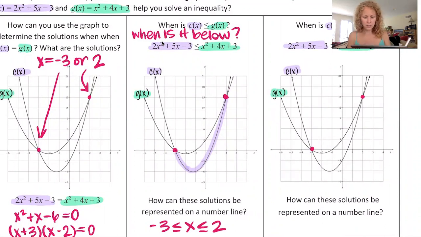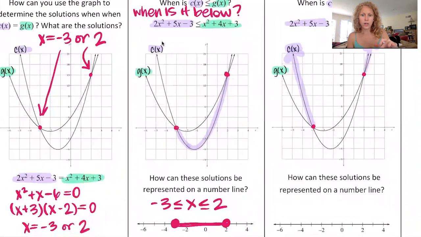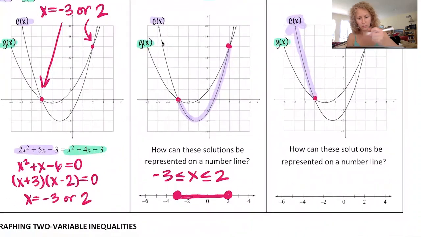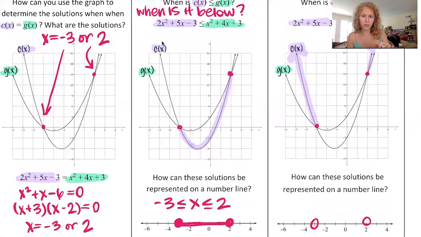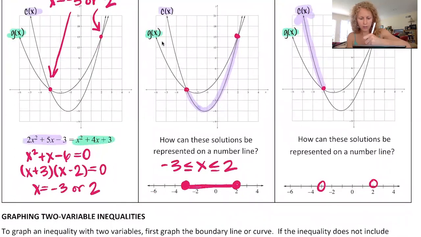If you're looking at the next question, when is function c greater than function g? Well, function c is going to be greater than function g on the outsides, out here and out here, right? So function c is higher than g in those sections there. How would these be represented on a number line? Well, we still have the same solution points. They're open circles though, because we're looking at greater than, and this would be on the edges. So c is actually greater, pointing outward.